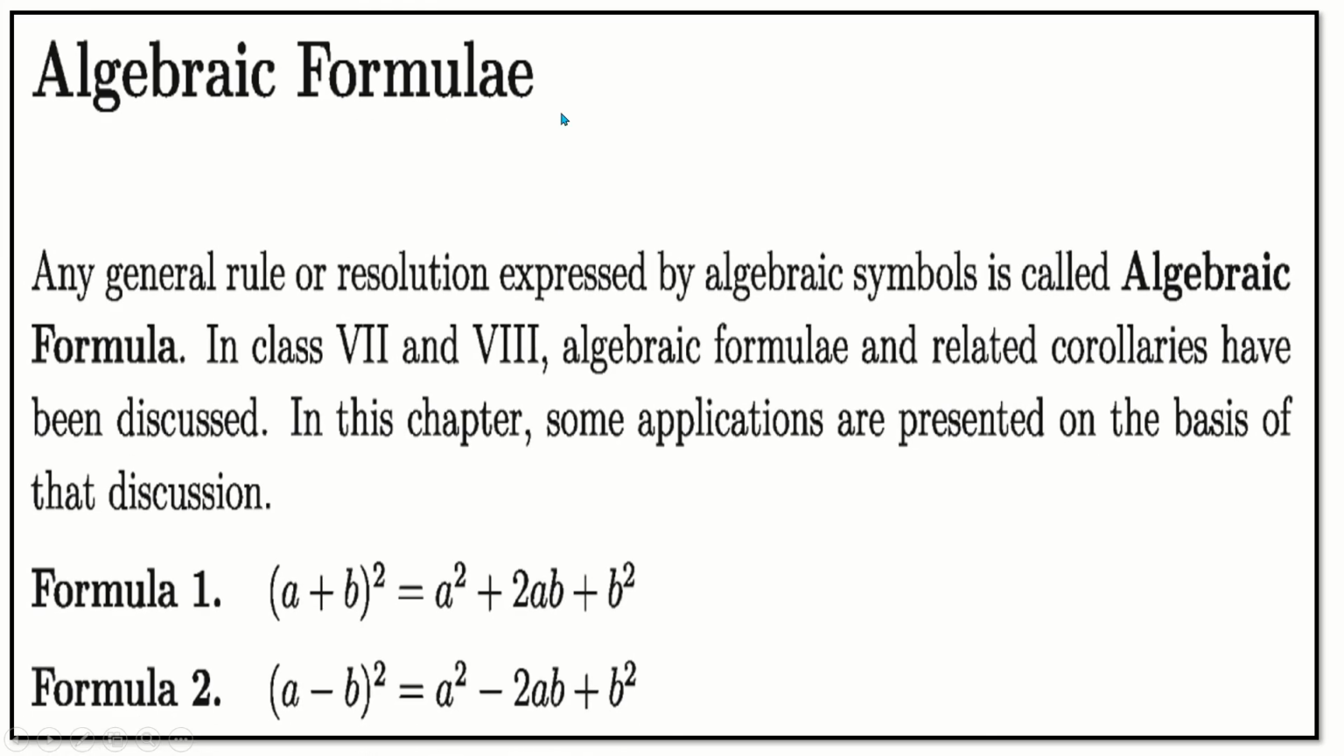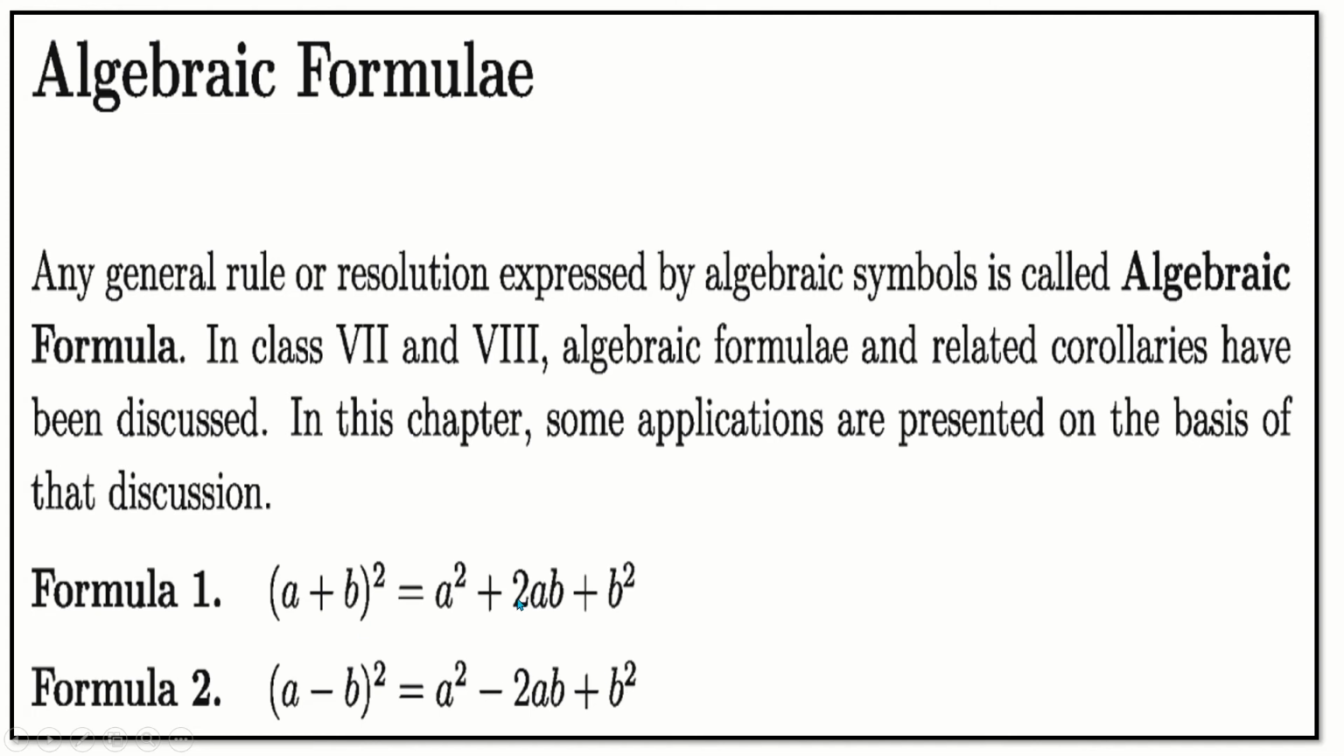Algebraic formulae: any general rule or resolution expressed by algebraic symbols is called an algebraic formula. In class 7 and 8, algebraic formulae and related corollaries have been discussed. So today I will explain directly. Here formula 1, A plus B whole square means A square plus 2AB plus B square, and also A minus B whole square means A square minus 2AB plus B square. That means if we put B equal to minus B, we will get this formula.